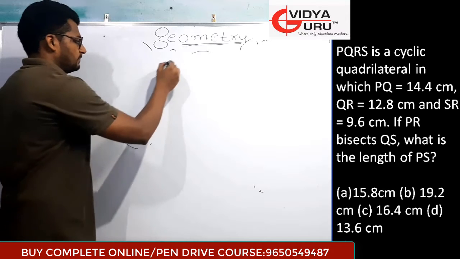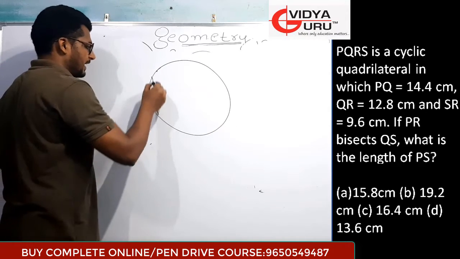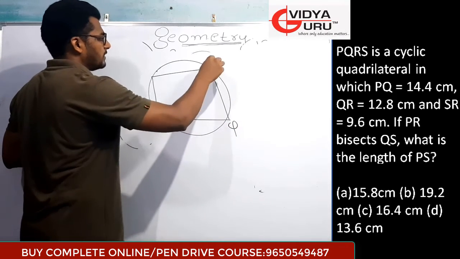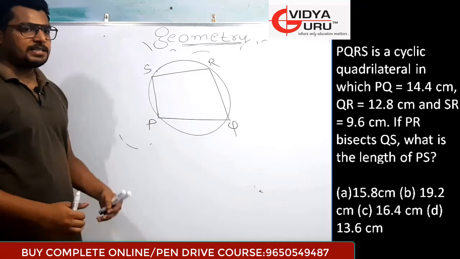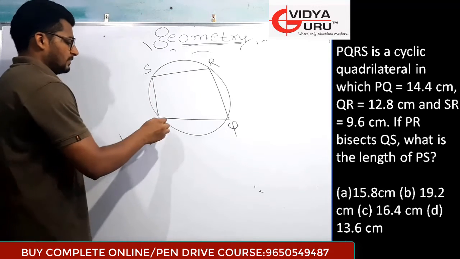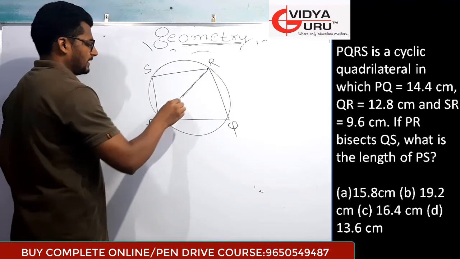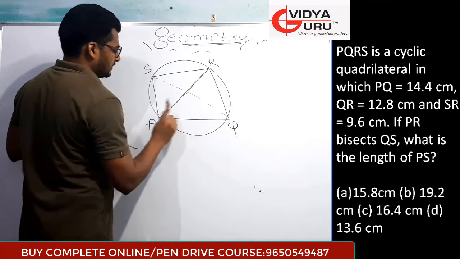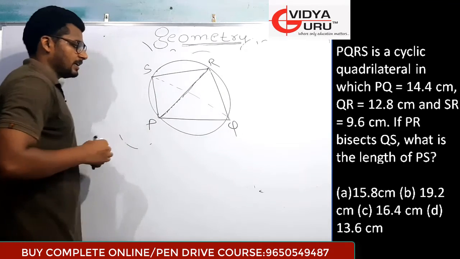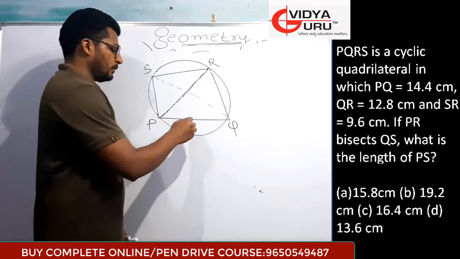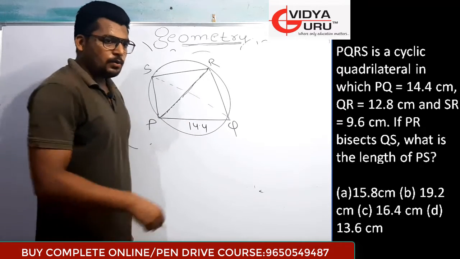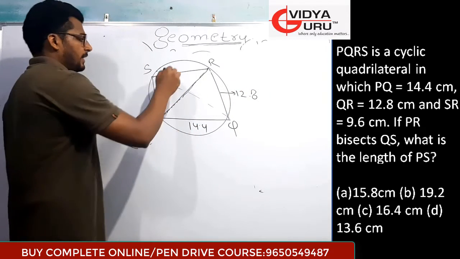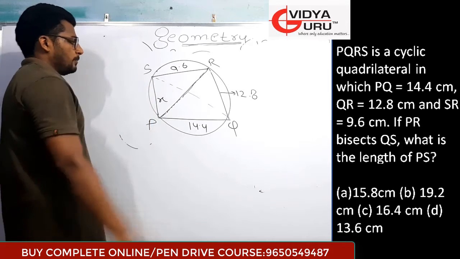Next question is saying PQRS is a cyclic quadrilateral. What is a cyclic quadrilateral? One whose all the vertices lie on a circle. And the question is saying PR bisects QS. This diagonal is bisecting this diagonal, and values are given. PQ is 14.4, RQ is 12.8, RS is 9.6. We need to find the value of PS.